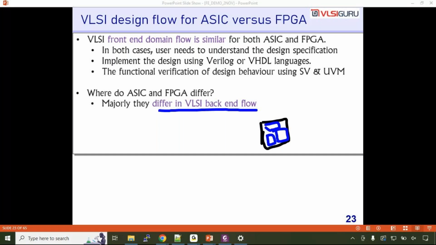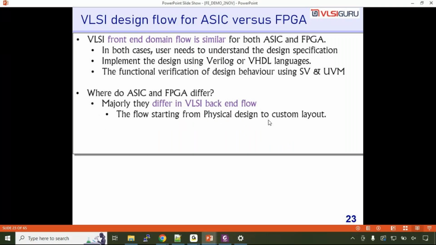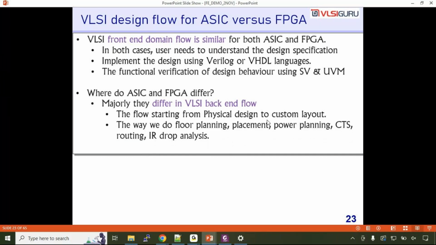So where do they differ? Backend flow. Because in ASIC you can do customization, a lot of work will be there. In FPGA, the work will be very less for a VLSI engineer. Physical design engineers will not have much work at all. The flow starting from physical design to custom layout is where they differ: the way we do floor planning, placement, power planning, CTS, routing, IR drop.